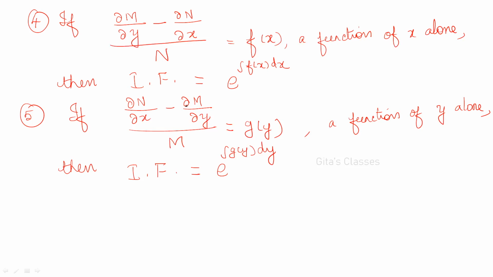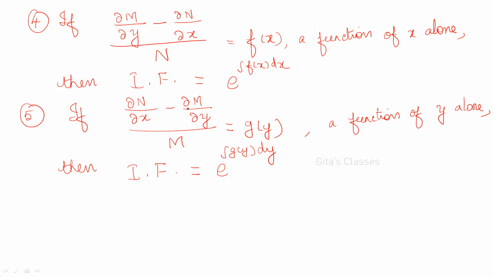You have to check like this: (∂M/∂y minus ∂N/∂x) divided by capital N is equal to a function of x alone. Then the integrating factor will be e power whatever function you get here, integrated with respect to x. Similarly, if it is not possible, then go for the next one.